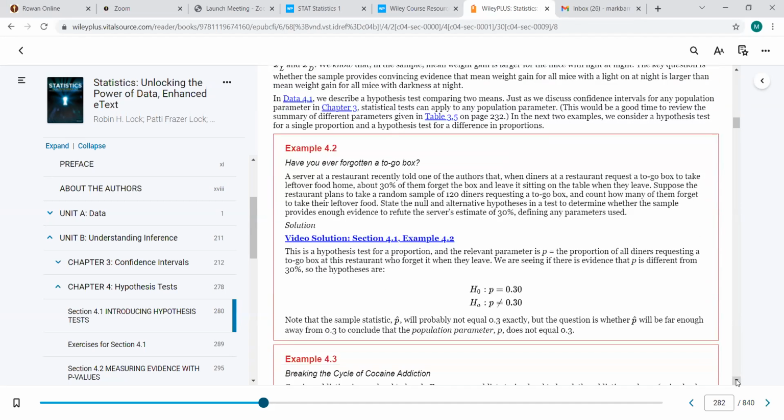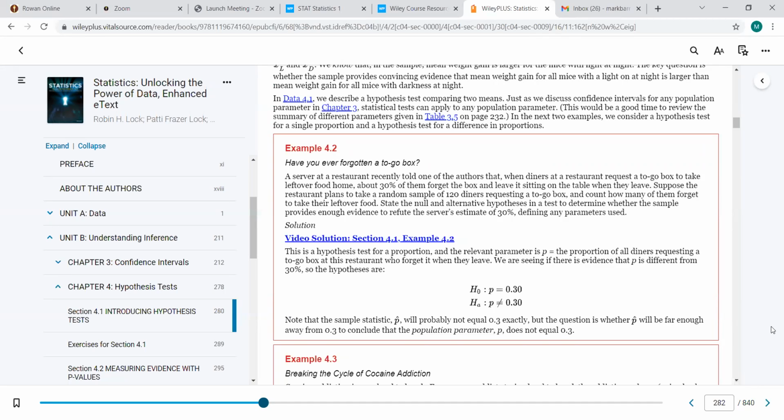All right. Here's an example with proportions. Suppose that you're a server at a particular restaurant, and you're making a claim about all the diners who ask for going home boxes, that's for leftovers. You've probably done it yourself. You walk into a restaurant, you ask for a box at the end to take some food home. This server claims that about 30% of the people get the box but forget about it and leave it on the table when they leave.